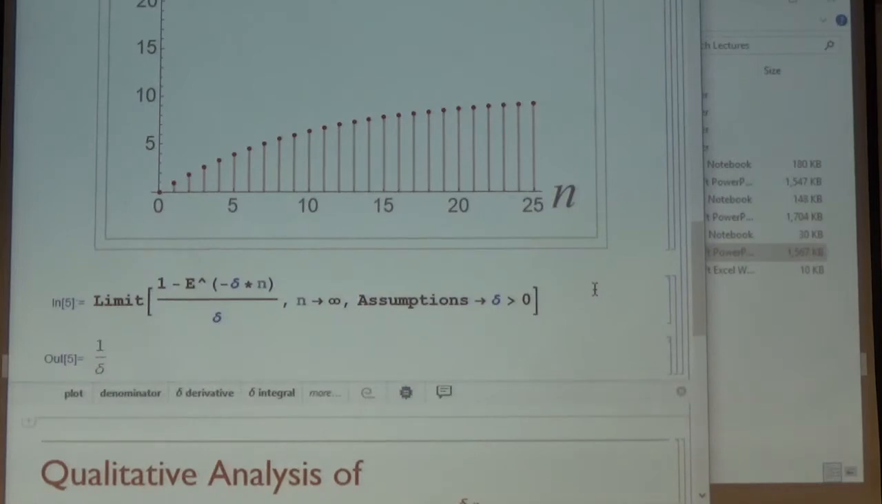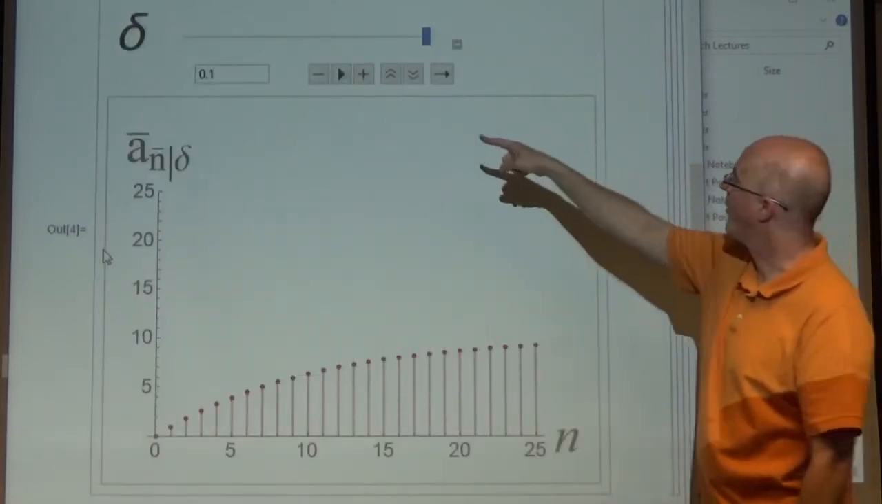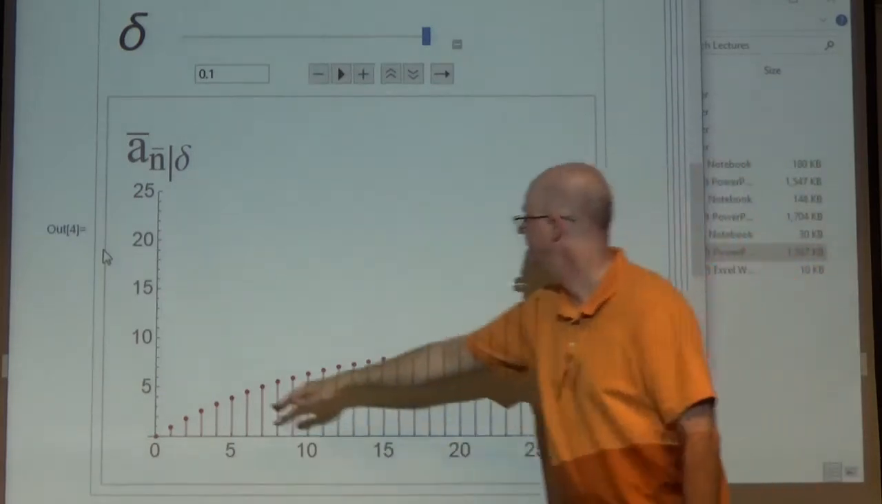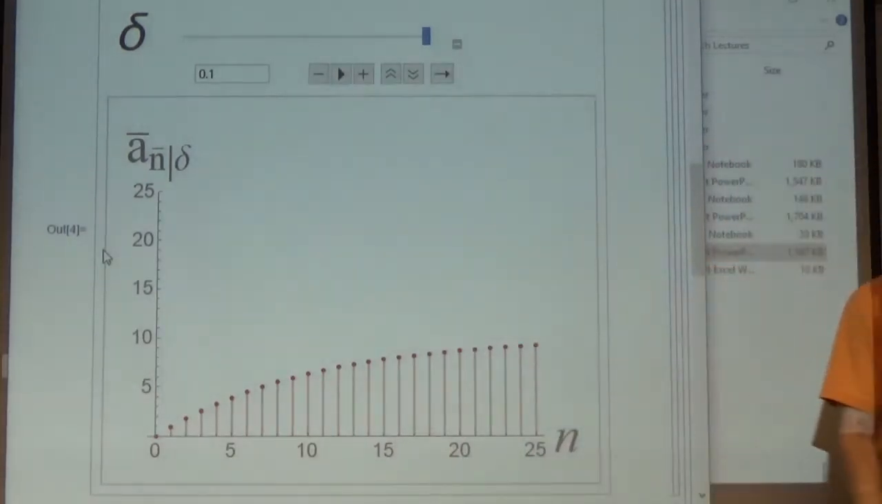Mathematica confirms that. Delta, you can see in this particular situation, is 0.1. 1 over delta would be 10. You can see the present value is approaching a value of 10. That would be a horizontal asymptote for this graph.